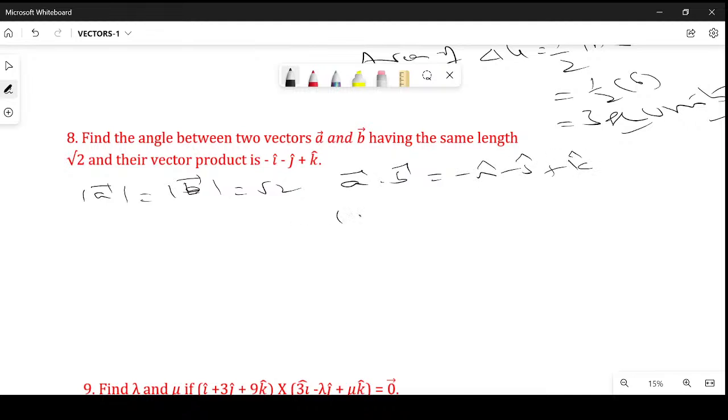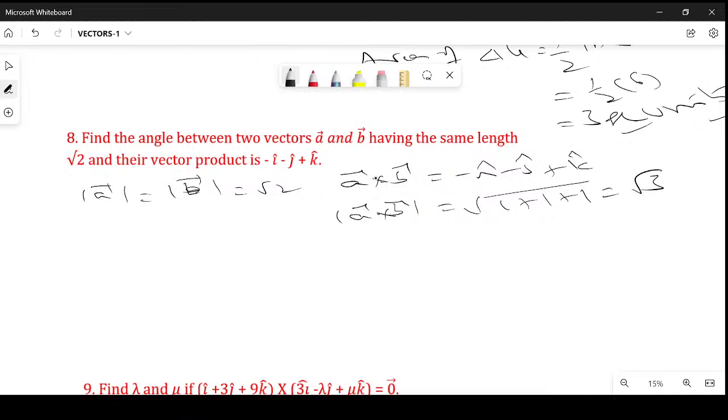What is the magnitude of this? Mod A bar dot B bar is equal to root of 1 plus 1 plus 1. Oh, they gave the vector product, so this vector product is A bar cross B bar, right? Then the magnitude of A bar cross B bar will be root 3. Be careful here. The given is the vector product.